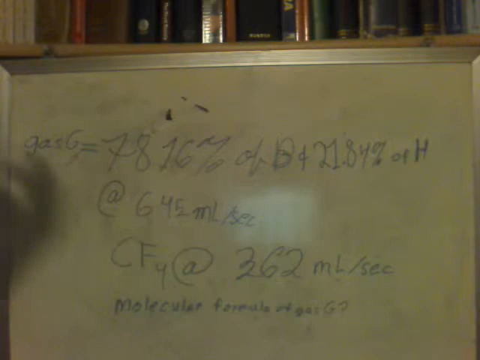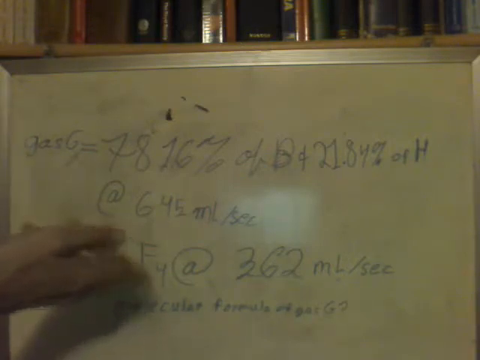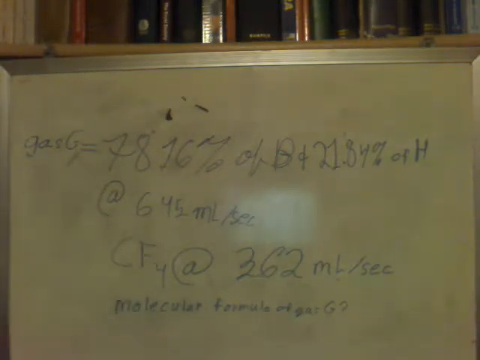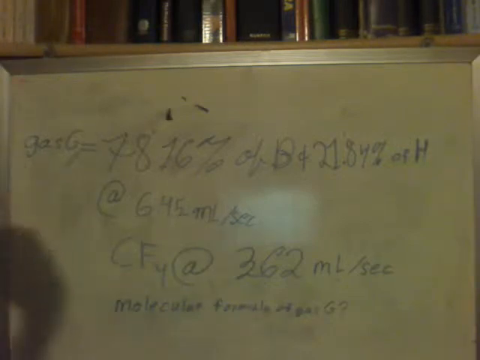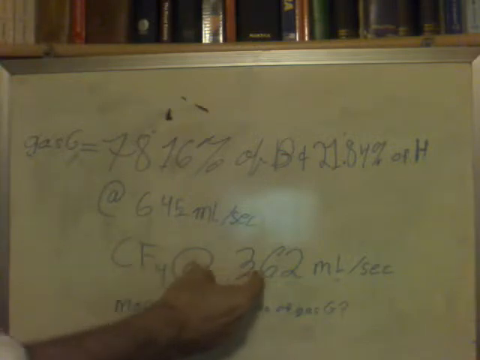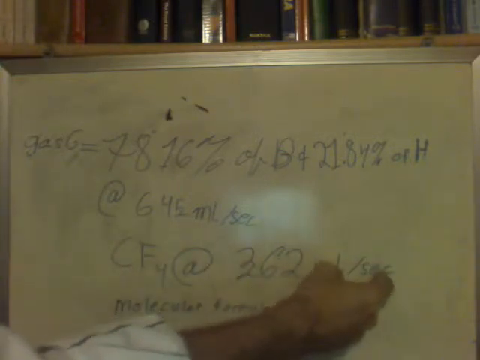And we also have the mixture of this gas and, of course, carbon tetrafluoride. Under the same conditions, it has a rate of diffusion of 3.62 milliliters per second.